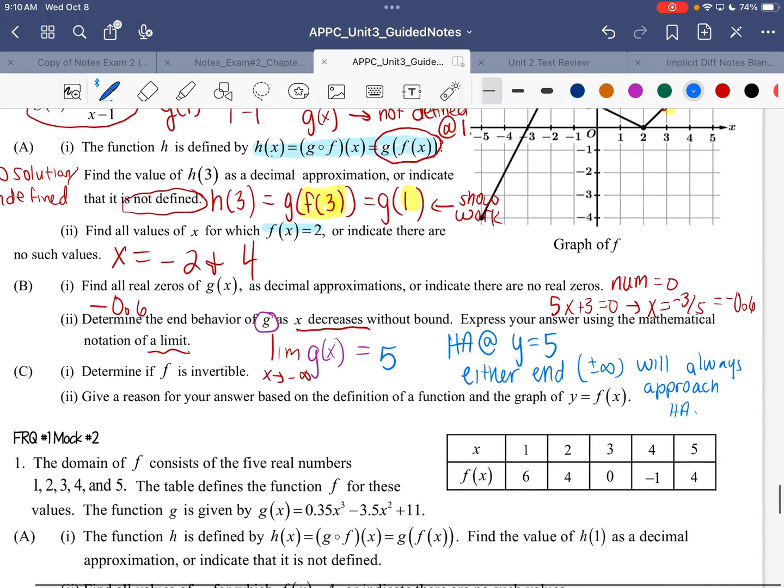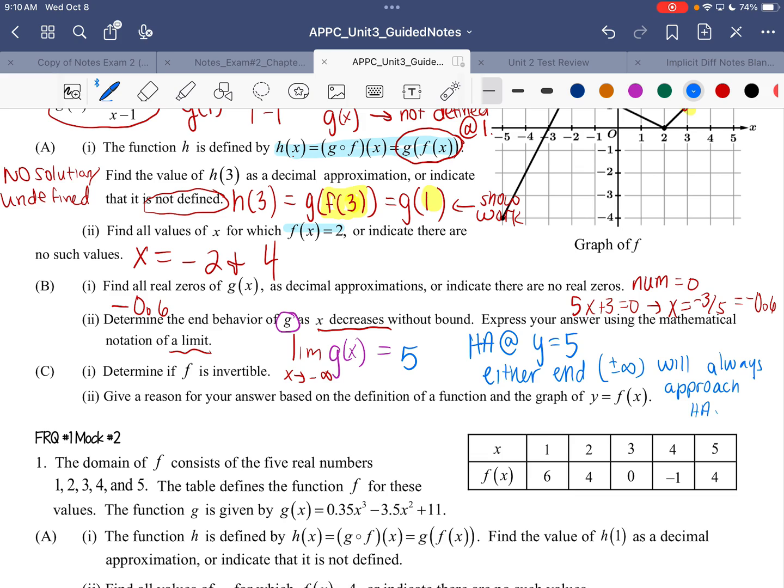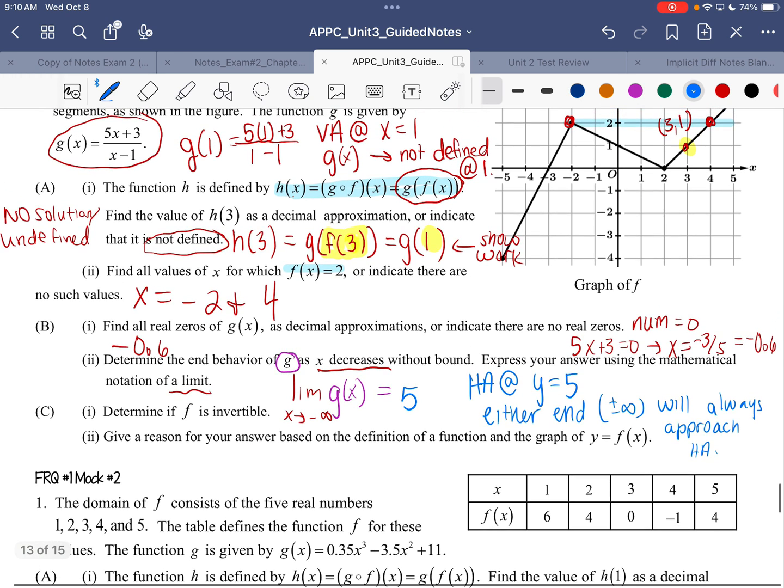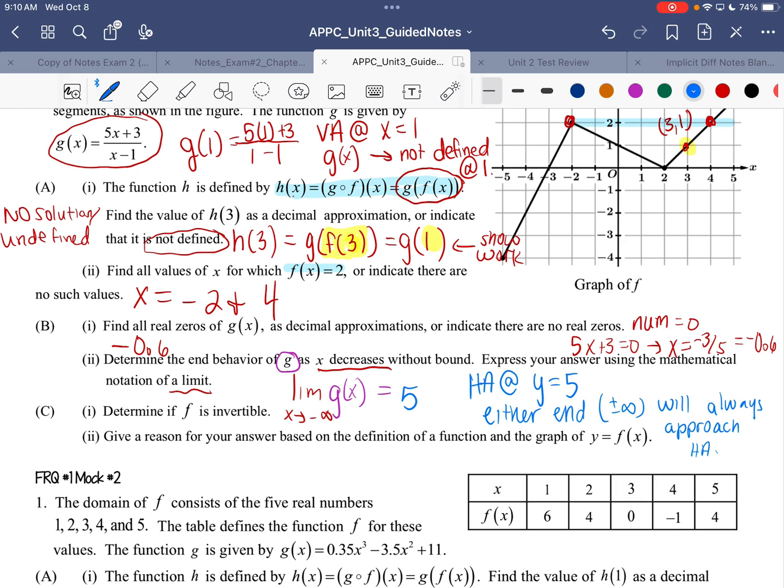So it's always going to be approaching 5 if it's decreasing or increasing without bound. We knew there was a horizontal asymptote at 5 because the numerator and denominator's degrees were the same. So it was a both same, a BS situation. Okay. Questions on B?